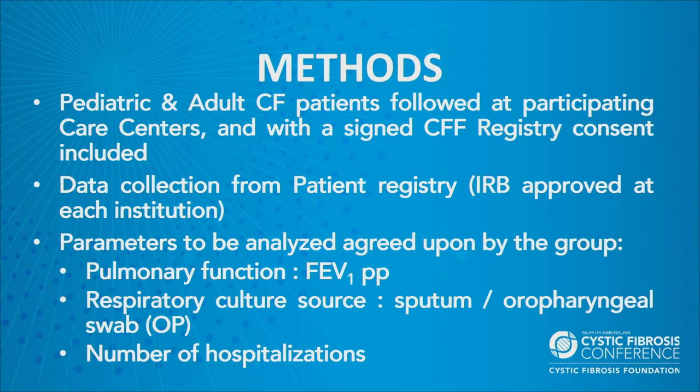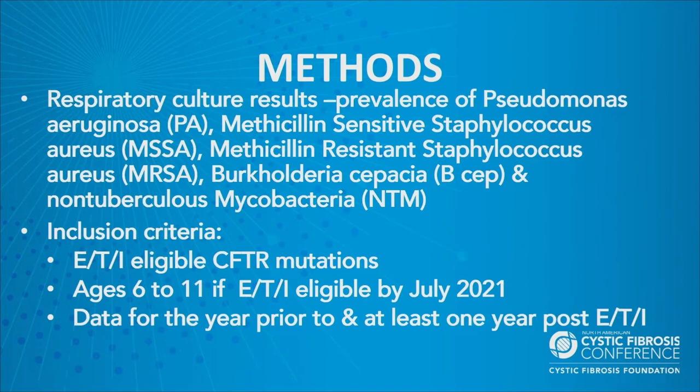So we decided to analyze data on pediatric and adult CF patients followed at participating centers and who had a signed CFF registry consent. Data collection was all from the CF patient registry, as this was IRB approved at each participating institution. Parameters to be analyzed were agreed upon by the group and included pulmonary function in the form of FEV1 percent predicted, respiratory culture sources, whether sputum or oropharyngeal swabs, and the number of hospitalizations.